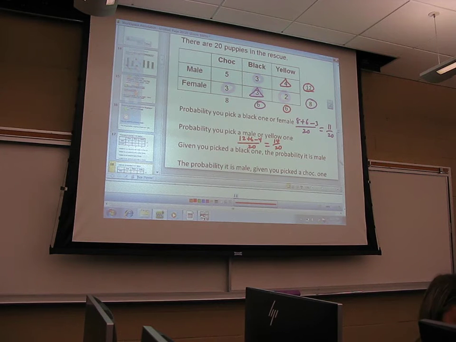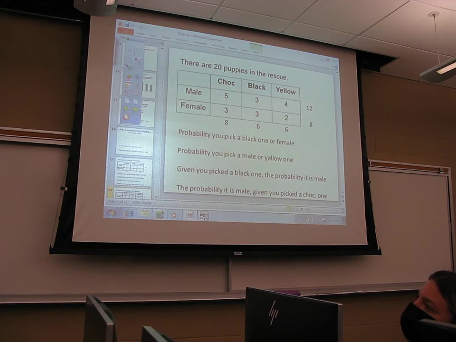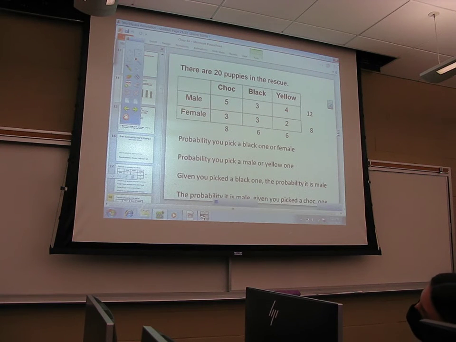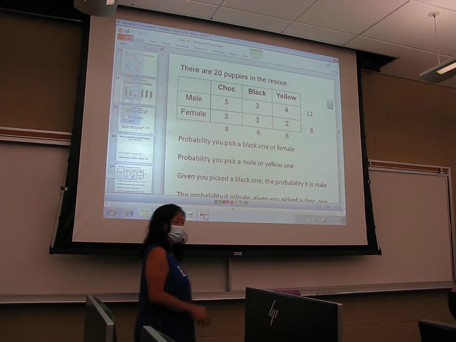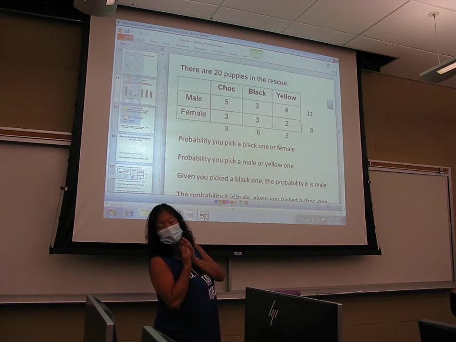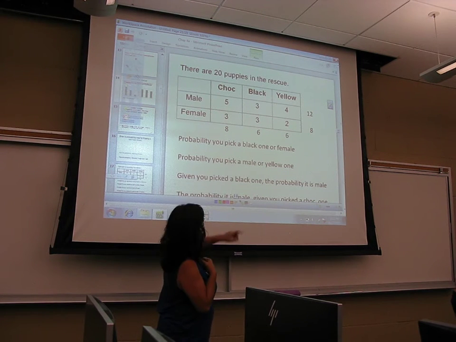Okay, now, given. Given means this. Actually, I should have gone over all this with you guys, I'm sorry. Given means I have given you that information. You know for sure, 100%, that information. Given you picked a black one means that you know 100% it is a black lab. I've grabbed a puppy and I'm like, hey, by the way, the puppy's a black lab. So if you know it's a black lab, what's the probability it's male?